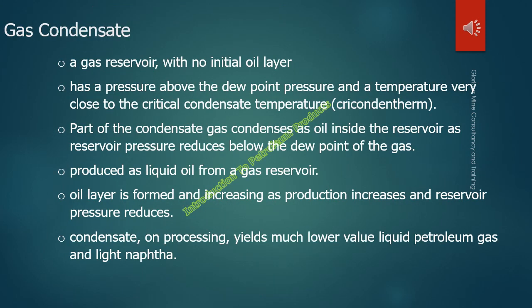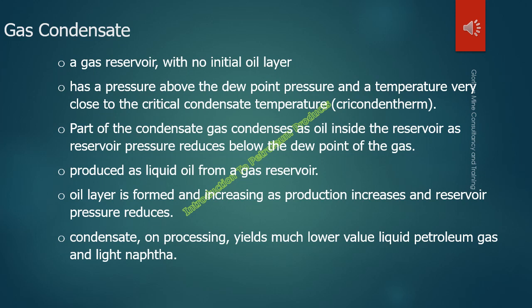Another type of gas is the gas condensate. This is a gas reservoir with no initial oil layer, but has a pressure above the dew point pressure of the gas. It also has a temperature very close to the critical condensate temperature, the cricondentherm. This is a temperature at which a gas can behave both as gas and as a liquid. Due to this temperature and pressure, part of the condensate gas condenses as oil inside the reservoir. This is when the reservoir pressure reduces below the dew point of the gas. The condensed liquid can then be produced as liquid oil from a gas reservoir.